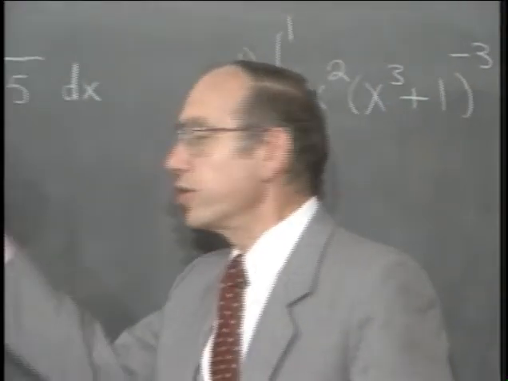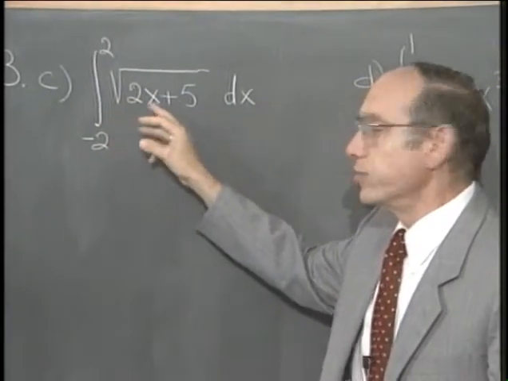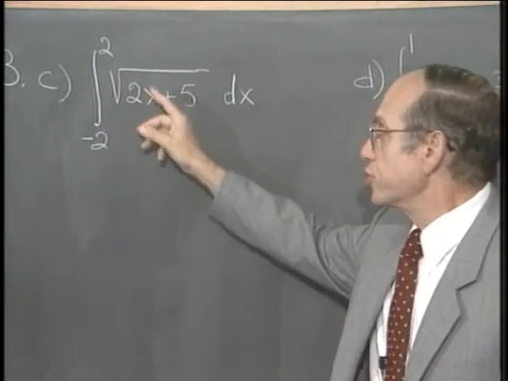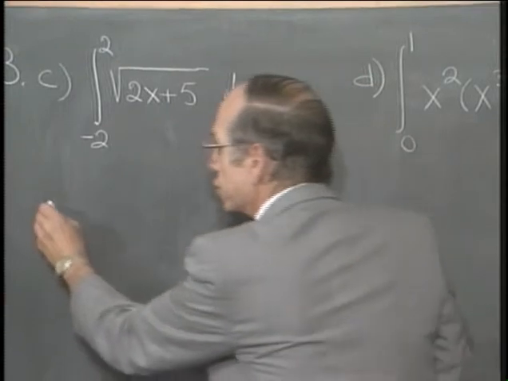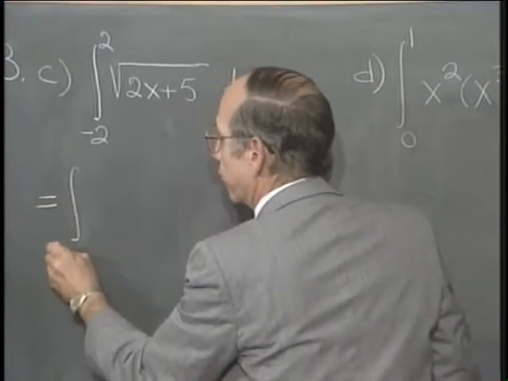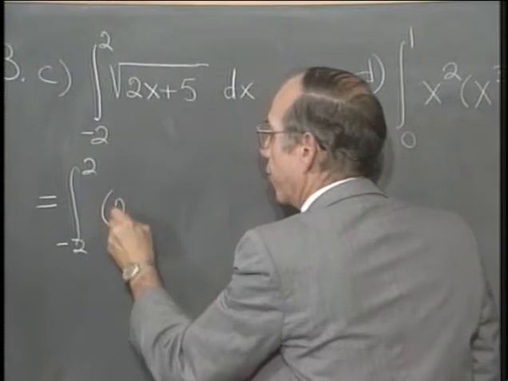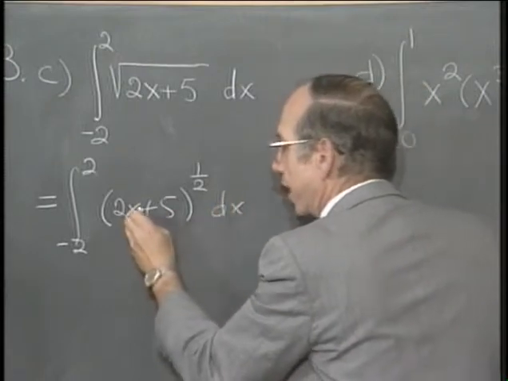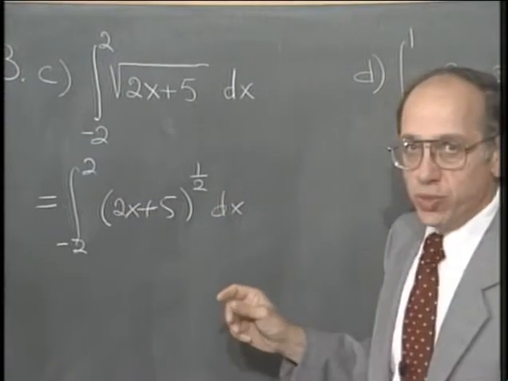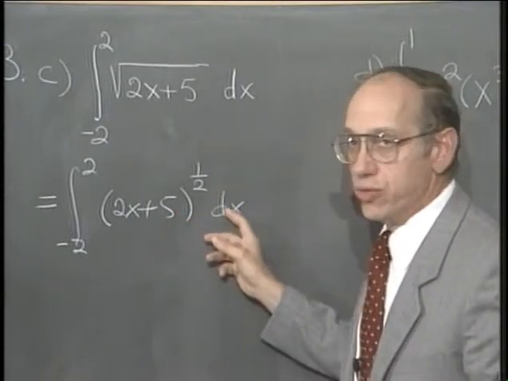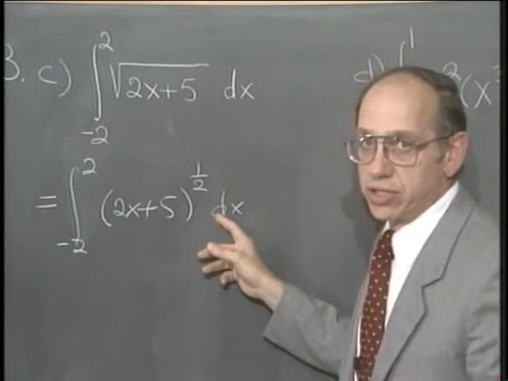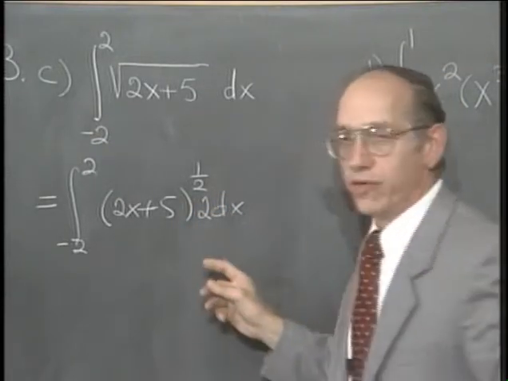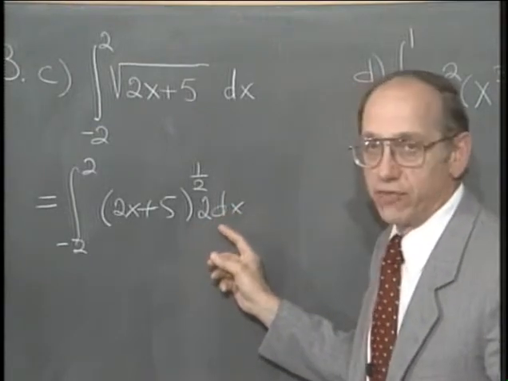3c, we have the integral from minus 2 to 2 of the square root of 2x plus 5 dx. First, as usual, I'll convert the square root into the 1/2 power. So we'll rewrite this as the integral from minus 2 to 2 of the quantity 2x plus 5 to the 1/2 power dx. Now, this would be in the form u to the half du if this were 2 dx. So we're going to make it 2 dx by simply putting in a 2. But of course, in order to keep everything square, I also have to divide by 2.